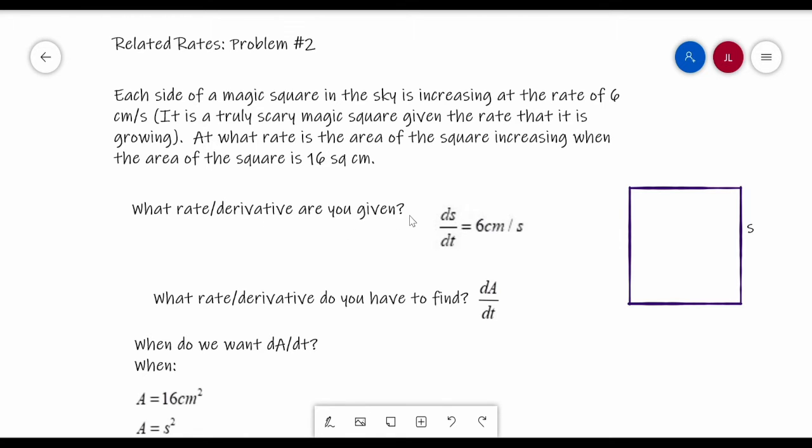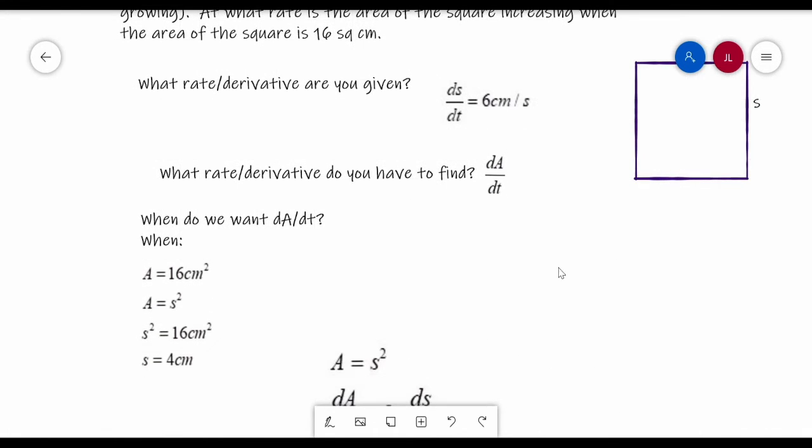So the derivative we're given, ds dt, is 6 centimeters per second. Remember, it's positive because it's increasing. And what derivative do we have to find? dA dt. How fast is the area of the square increasing? And when do we want dA dt? Well, we want it at the particular instance when the area is 16 square centimeters.